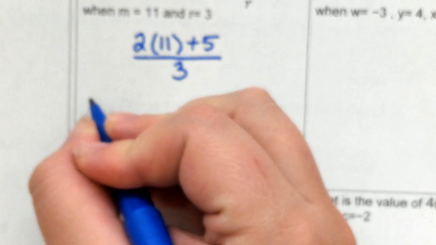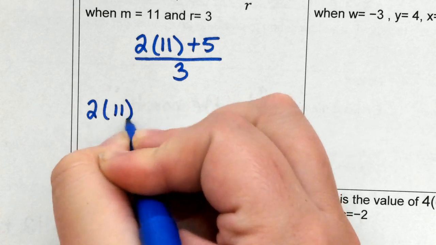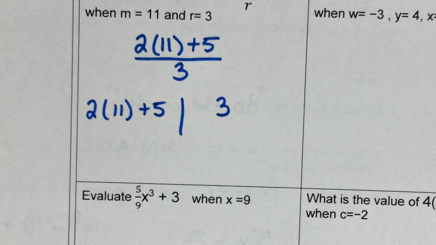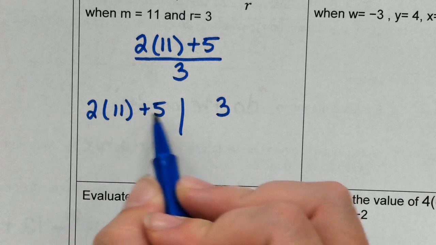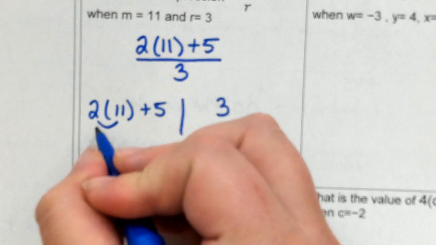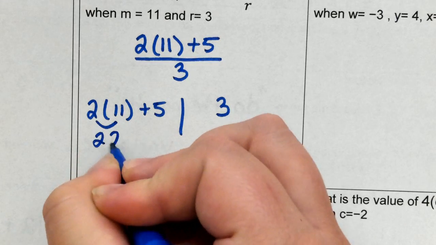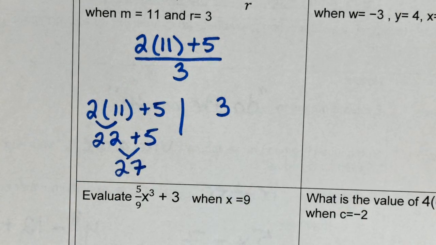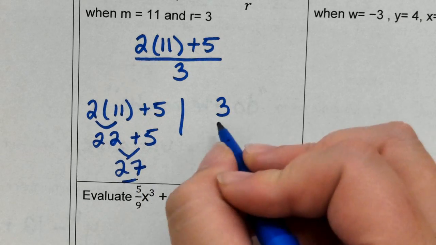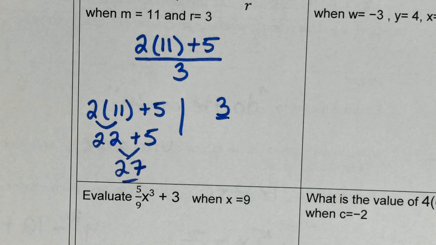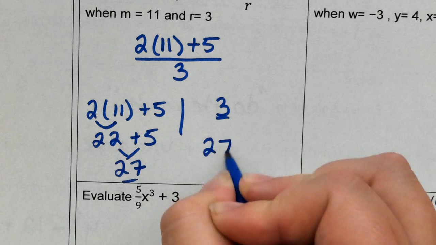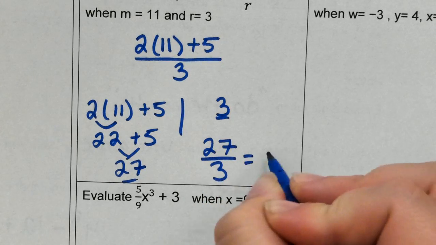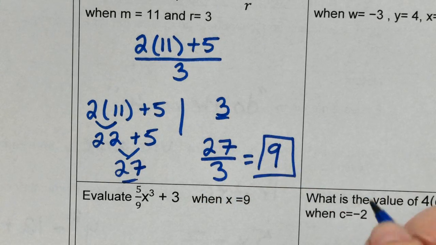Since it's a fraction, I'm going to do the top part separate from the bottom part. Here I have multiplication and addition. So again, I'm going to do the multiplication first. 2 times 11 is 22. 22 plus 5 is 27. So I have my top part and my bottom part, well, that's just 3, so it's already done for us. If I put those back together, 27 over 3, or 27 divided by 3, equals 9.